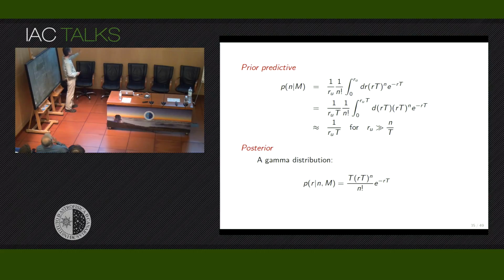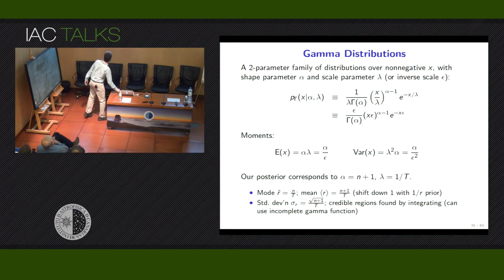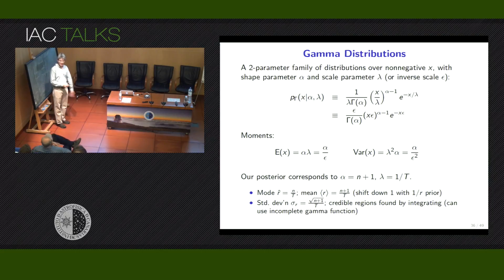This thing has a name. It's called a gamma distribution. That's another family of distributions that you need to know about that will come up a lot in Bayesian inference. A gamma distribution is a 2-parameter family over a positive valued variable. It has a shape parameter alpha and a scale parameter lambda, or sometimes it's written in terms of the inverse scale, which I denoted epsilon. So here's what it looks like.